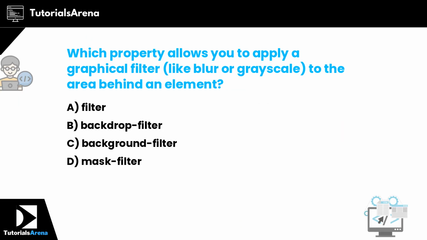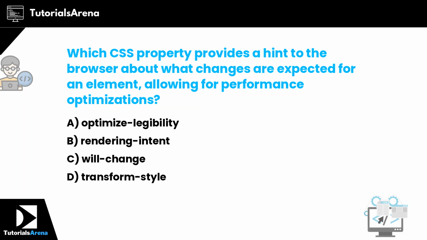Which property allows you to apply a graphical filter, like blur or grayscale, to the area behind an element? The correct answer is option B, backdrop-filter. Which CSS property provides a hint to the browser about what changes are expected for an element, allowing for performance optimizations? The correct answer is option C, will-change.